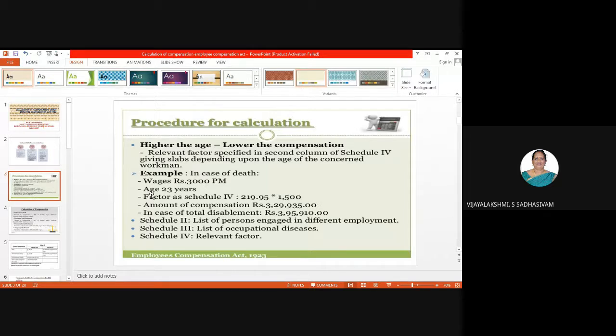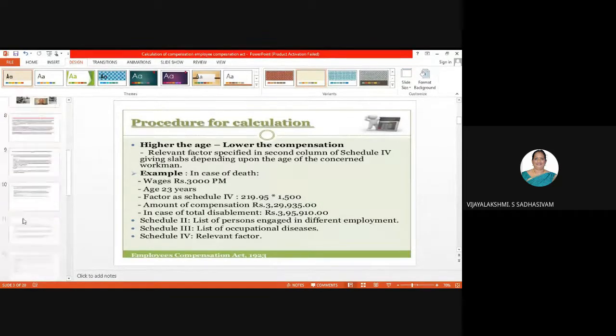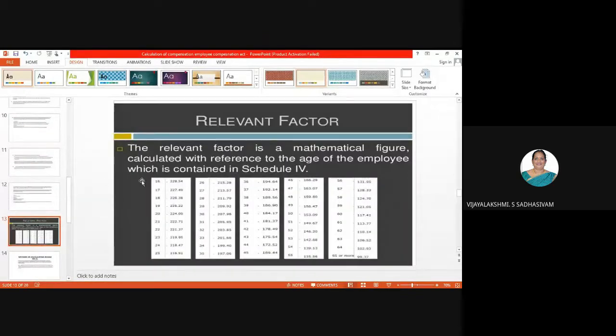This is a very important thing which we have to take into consideration. When we talk about the calculation of compensation, it is the age of the employee. So the age is a very important factor, and we have a relevant factor which is specified based on his completed age. We have to find out the relevant factor. So here we have a slide on the relevant factor also. So his age is 16, the relevant factor is given. So based on this completed age, we will calculate the relevant factor.